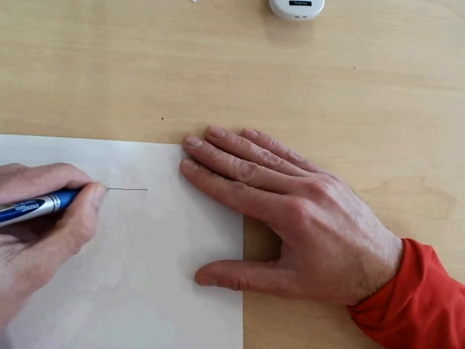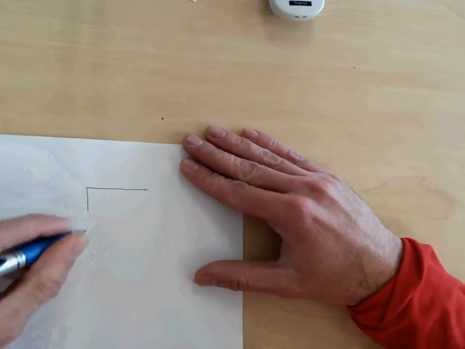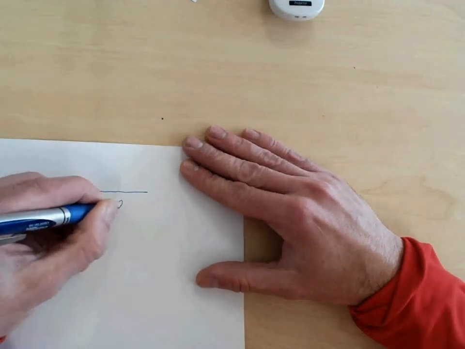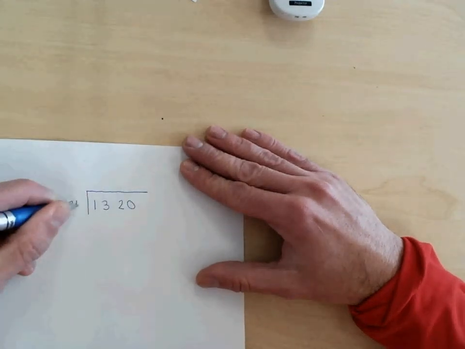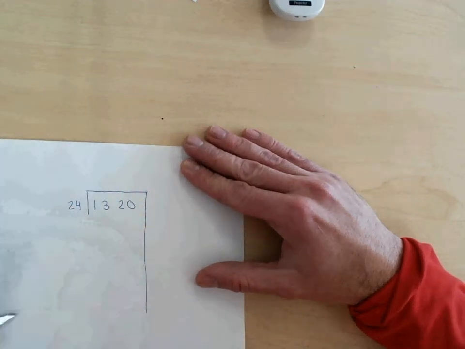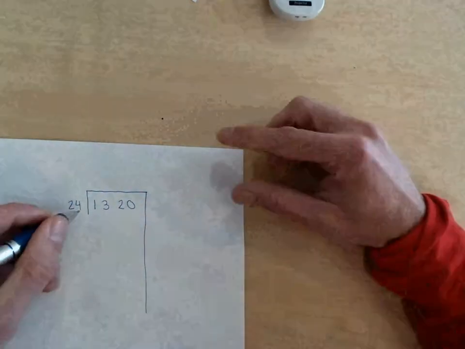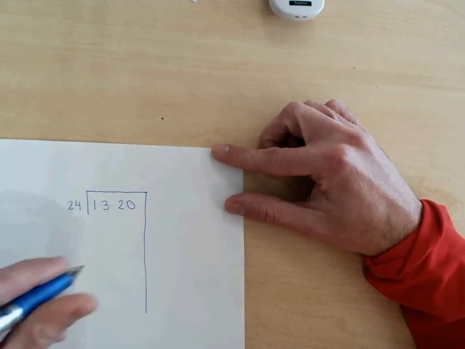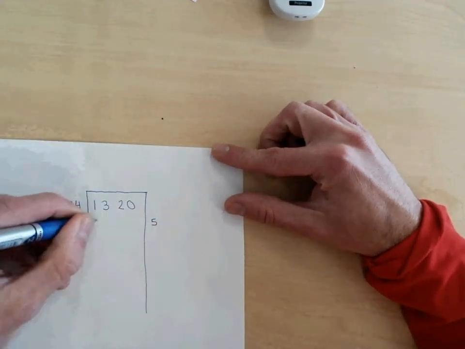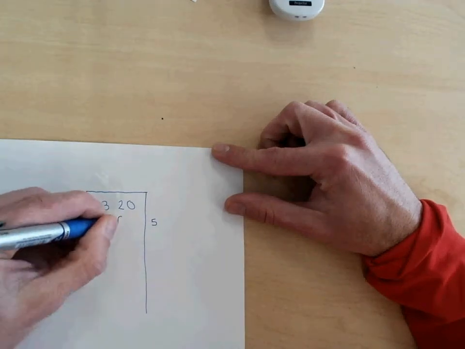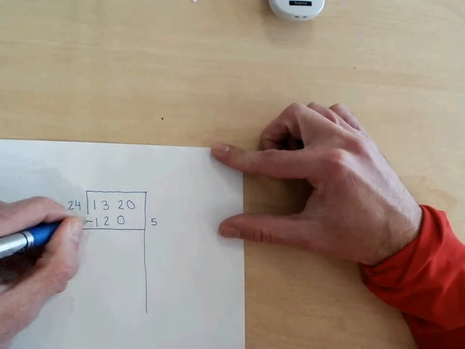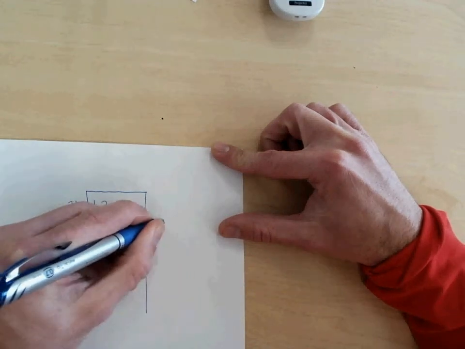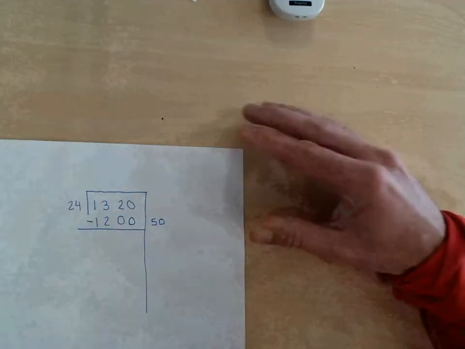Another way that I can do this is I can go right here, 1,320 divided by 24, and then draw a line down here. How many times does 24 go into 132? Well, I'm going to say 5. And we know that that equals 120. Okay, I can subtract, but I know that there's not a 0 here. I need to add a 0 here, add a 0 here. That makes that equal 50.